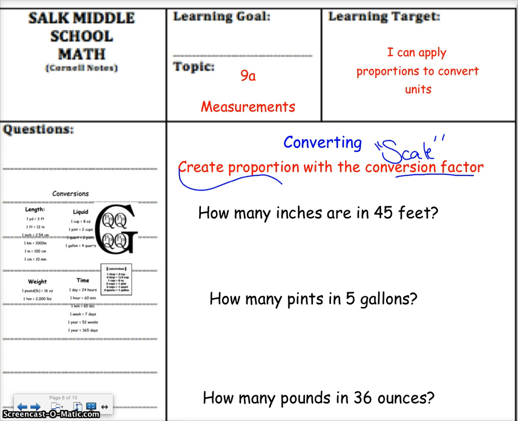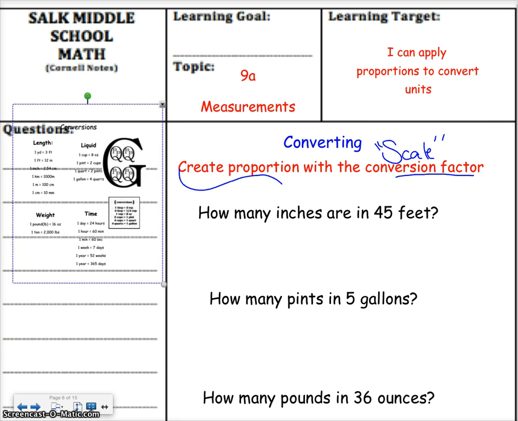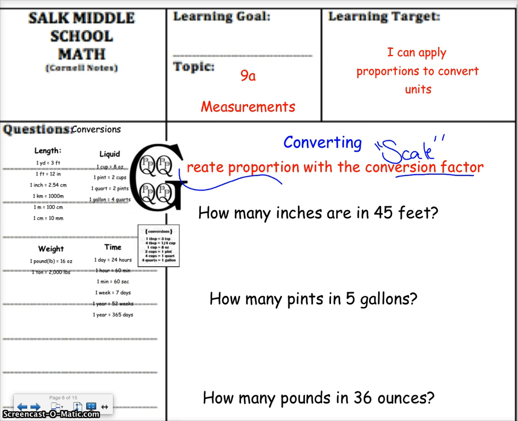On that conversion chart I gave you, all these little things are conversion factors or scale factors. Like 1 yard is to 3 feet. 1 meter is to 100 centimeters. 1 minute is to 60 seconds. Those are all scale factors, or you can call them conversion factors. But since our standard is more aligned with scale factors, I'm going to use that as my vocabulary.